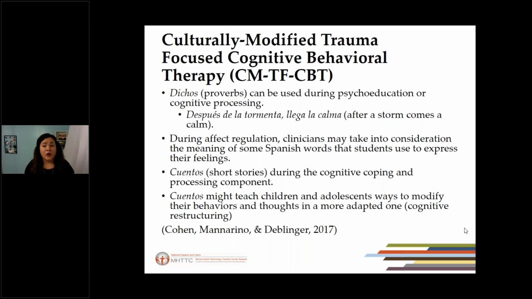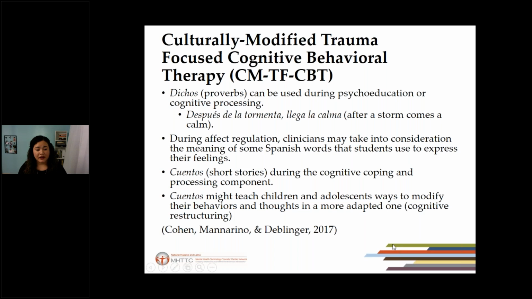Or if you're an English-speaking therapist, you can let them know, okay, you can do it in Spanish, and then after you feel a little bit better, you can translate what you said into English for me. Or if you can incorporate an interpreter inside the therapy session, this could be a good resource or recommendation. And cuentos are short stories. We can go to the next slide, please.